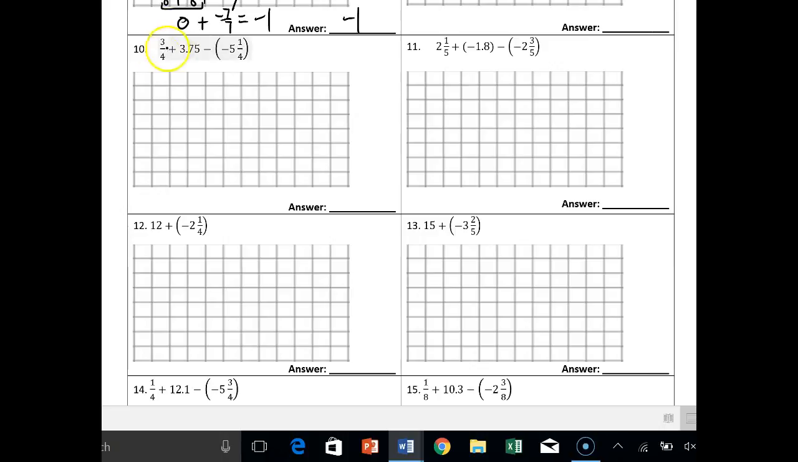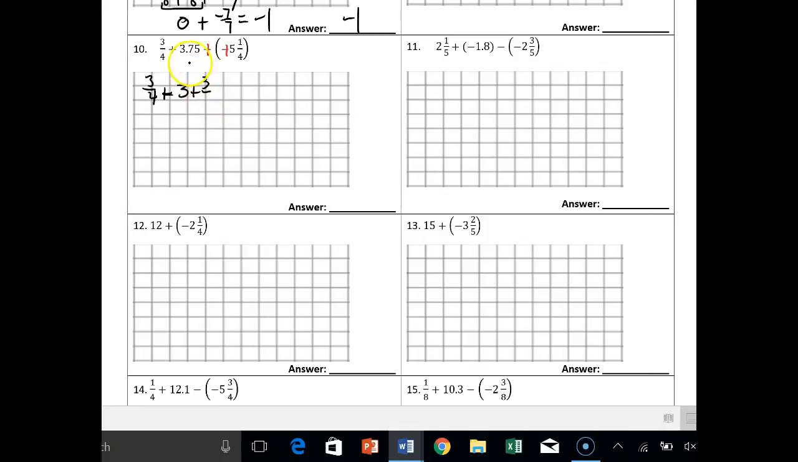Let's do number 10. Hopefully right off the bat you see that we have fourths. You see that this is 0.75, so hopefully you can see, all right, there's something I can work with here. I know how to convert fourths into decimals, or I know how to convert that decimal into fourths, right? So plus a positive when we do KCC. And let's go ahead and say, all right, this is 3/4 plus 3.75. That's going to be plus 3 and 0.75. That's 3/4, right? So plus 3/4.